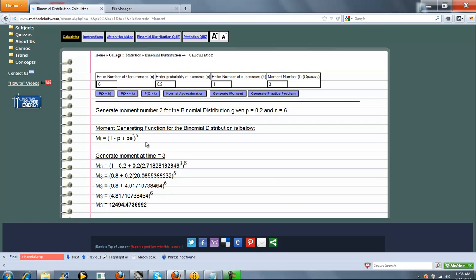That's it. So here's our formula. We plug in all our items, simplify, evaluate, and here's the third moment. So that's pretty much it.